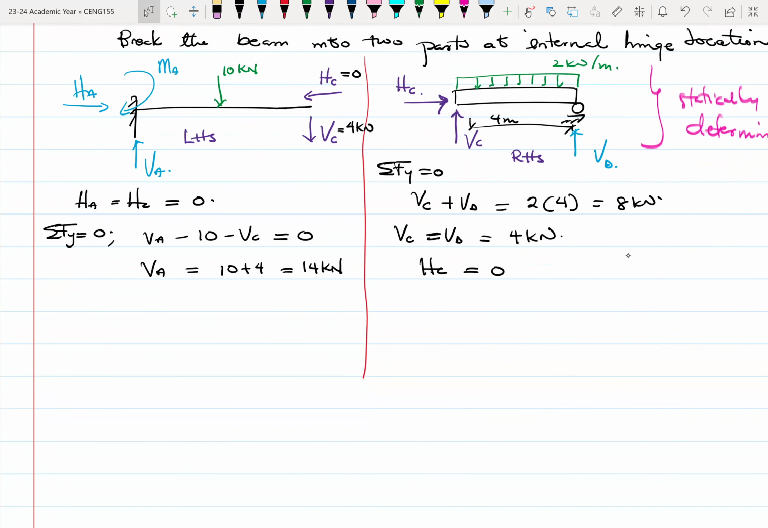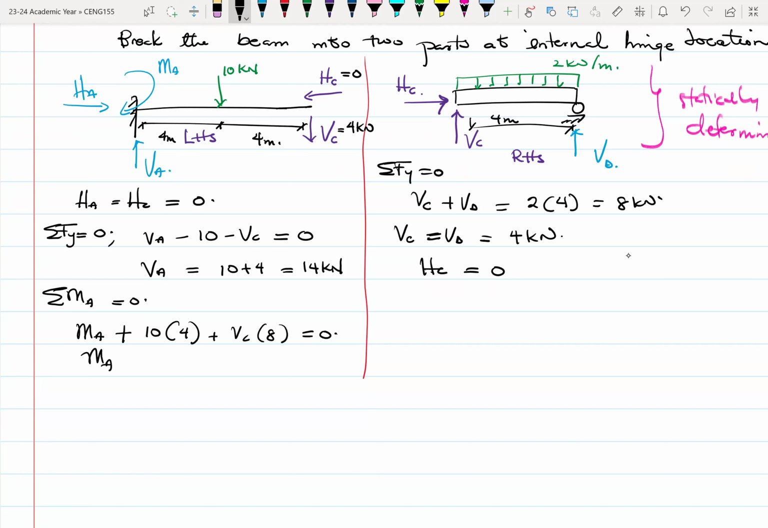Okay. Now let's sum moment about A to be equal to 0. So we have MA, which is a clockwise moment, minus, what's the name? Minus the 10, sorry, plus, because they're all clockwise, 10 times 4 plus VC times 8. So these are the distances that I'm trying to work with, 4 meters and 4 meters, all right? So all of this should be equal to 0. So when you sum this up, our MA will be minus 52 kilonewton meter. 10 times 4 will give us what? 40, I believe. And then VC is 4. 4 times 8 is what?